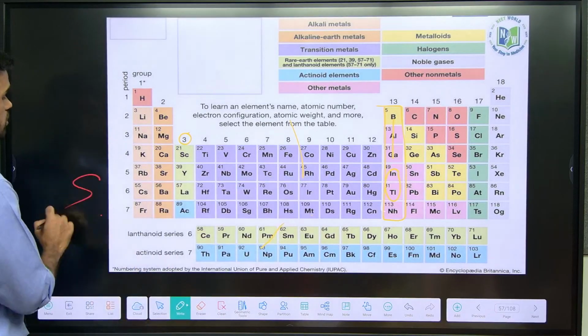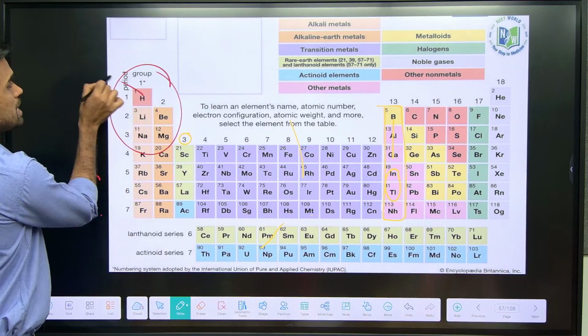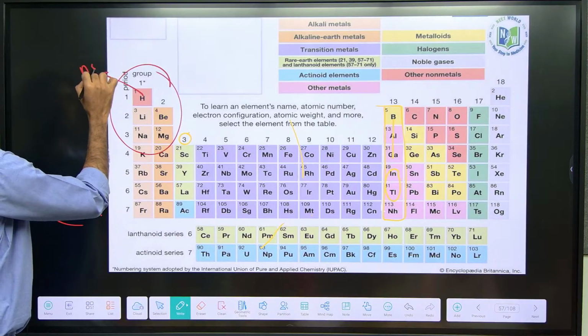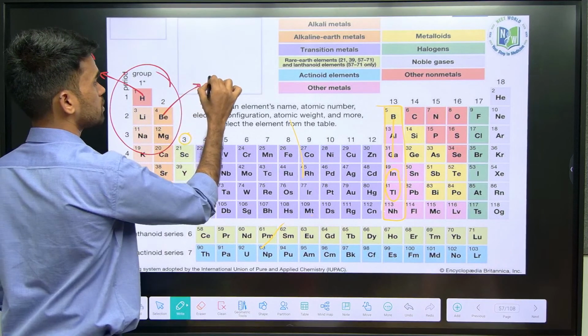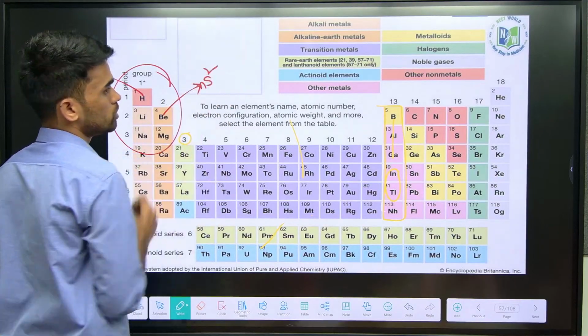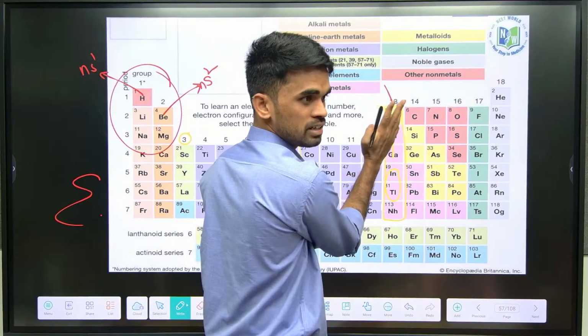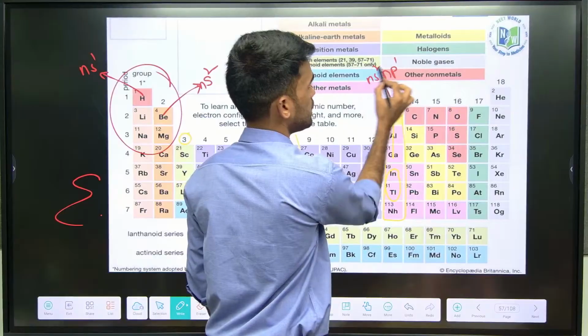Okay. For the s block elements, what is the valence electronic configuration? I can generalize it as ns1. For this one, ns2. For the p block, 13th group, the valence configuration is ns2 np1, so 3 here.